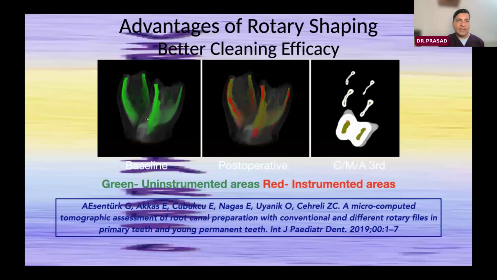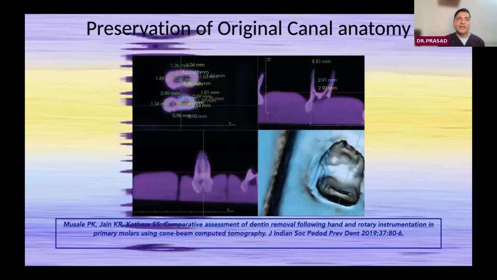It shows the green, the baseline, is the green uninstrumented areas. You can see that in spite of using the rotary files, there are hardly any instrumented areas, which is red. And this is coronal, middle and apical thirds, where you can see the red is very, very less. So there is not much contact of the rotary files with the surface. So you should be keeping this in mind.